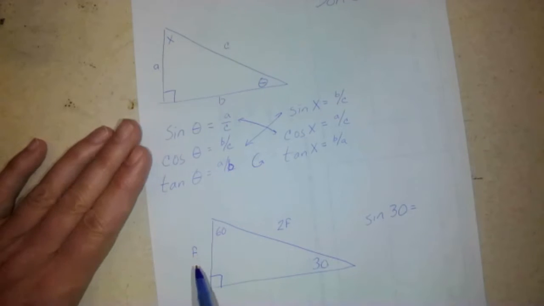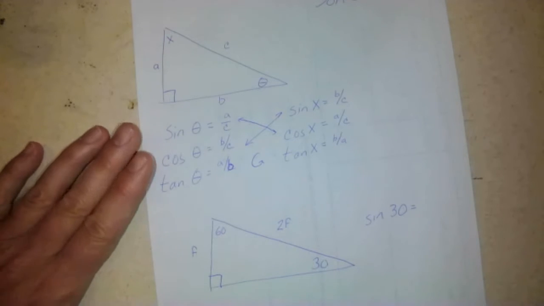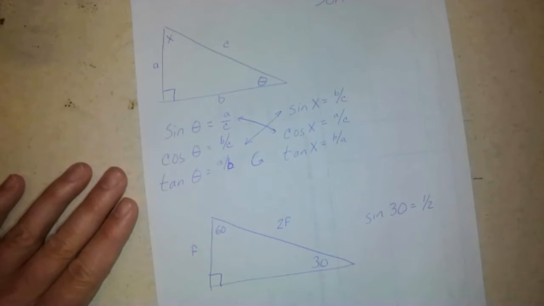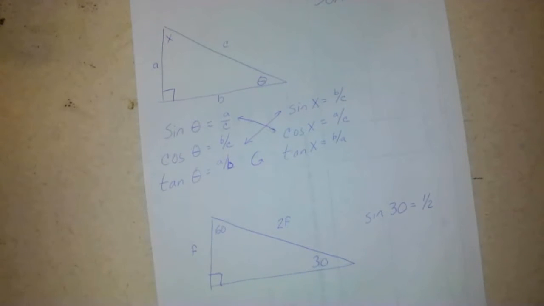Maybe your favorite number is F. That's okay. Variables are good numbers. F over 2F, the F's cancel out. I'm left with 1 over 2. Regardless, the sine of 30 is always 1 over 2. We can do the same thing for cosine, tangent. We could do the same thing with 45, 45, 90 triangles, and so on. That was all of section 9.8.